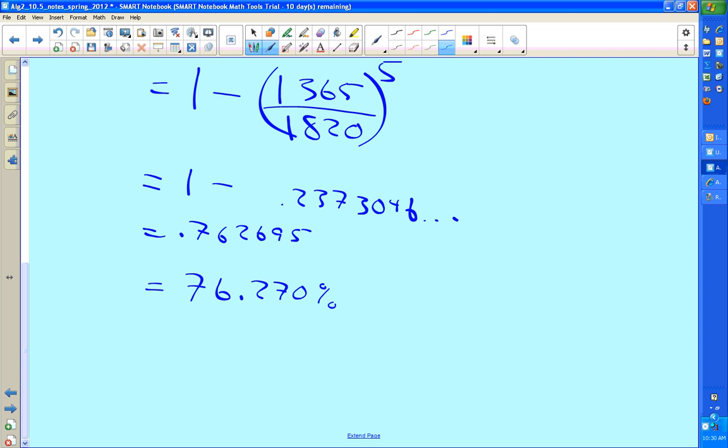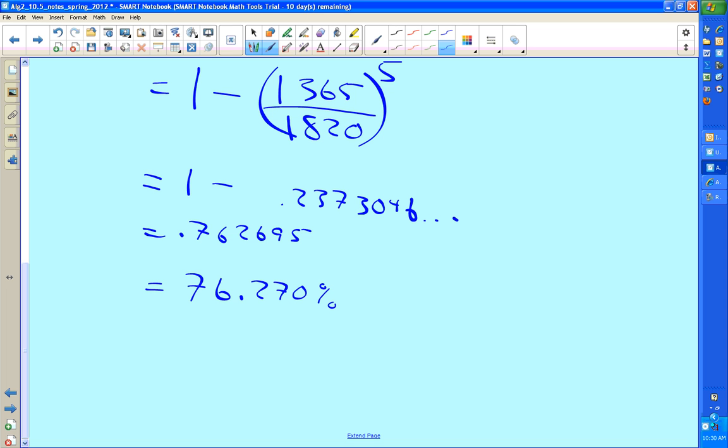And if you wanted it as a percent, it'd be 76.270%. That would be the probability that you're going to hear your favorite song at least once in the 5 days. More than 3 in 4 chance. Better than 3 in 4 chance. So maybe if you did this every day for 4 weeks, one of the weeks you wouldn't hear your favorite song.